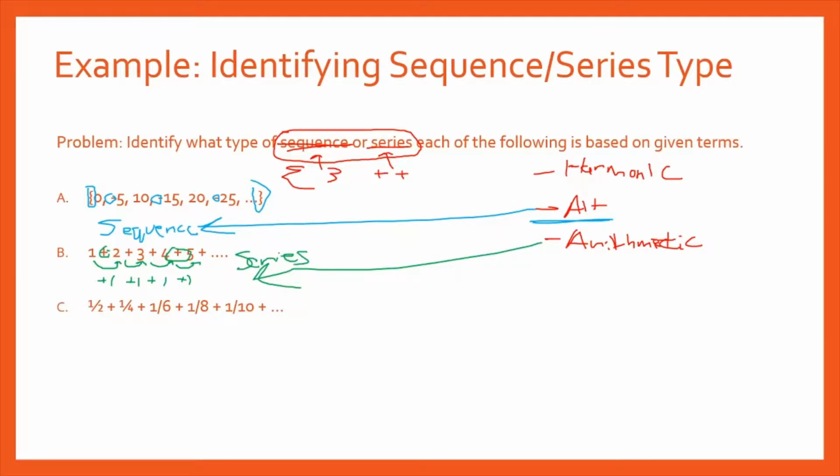And then last but not least, process of elimination kind of tells you what this is. First off, we'll look again at the pluses. So we have plus, plus, plus, and so on. So this must be a series.